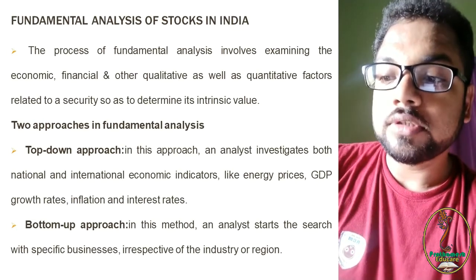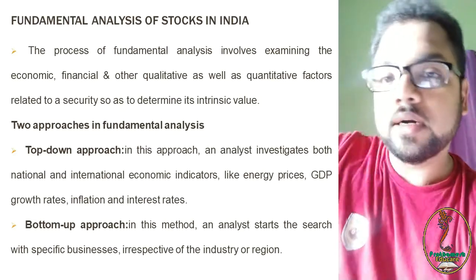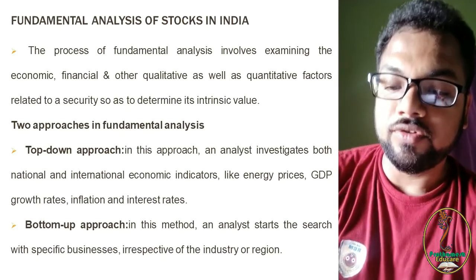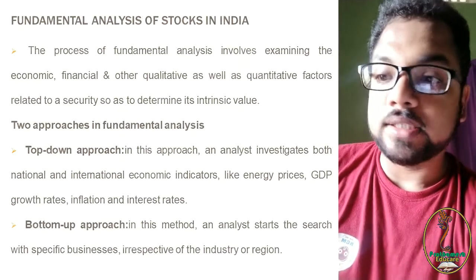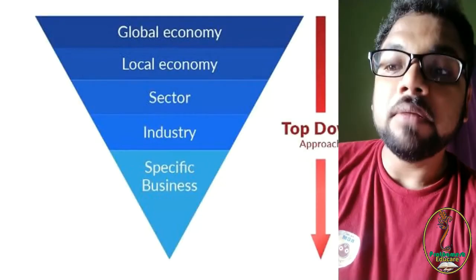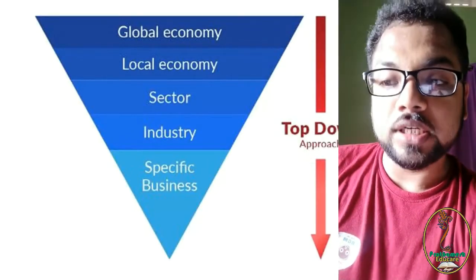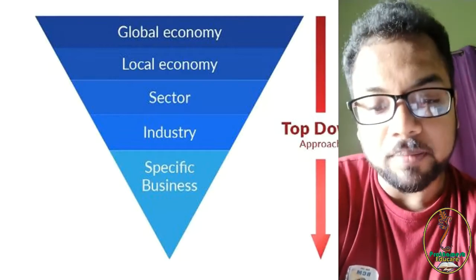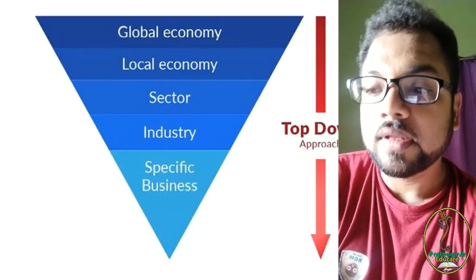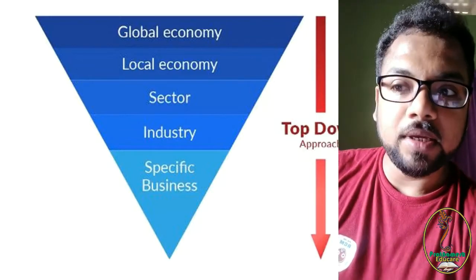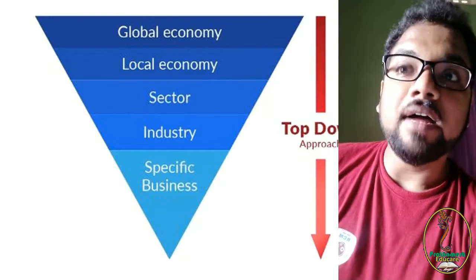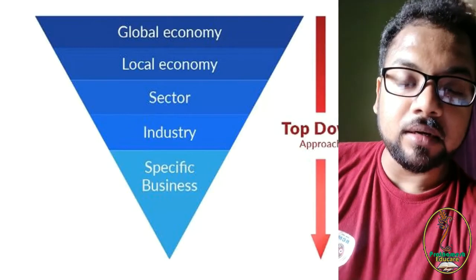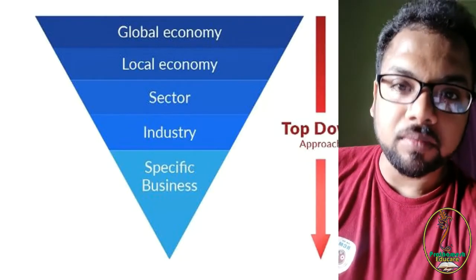So top to down approach में हम क्या करते हैं, we study macroeconomics, then microeconomics. You can see here, first global economy, that is macro, local economy micro, in micro sectoral, industry, and specific business. So when we talk about macroeconomic factors, macroeconomic factor means foreign exchange, global economy, global standard of economy, the value of dollar, the value of gold, the value of petroleum products, all these are macroeconomic factors.